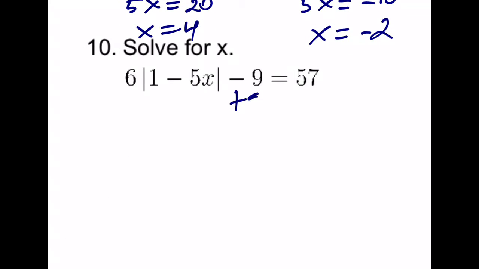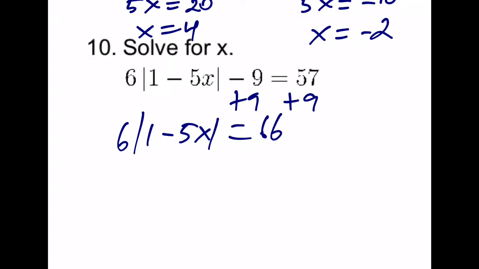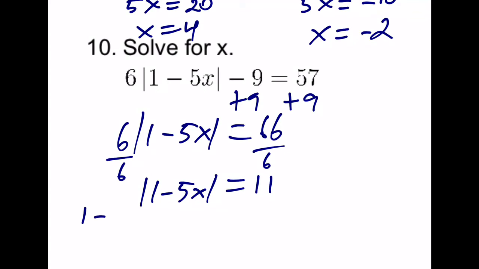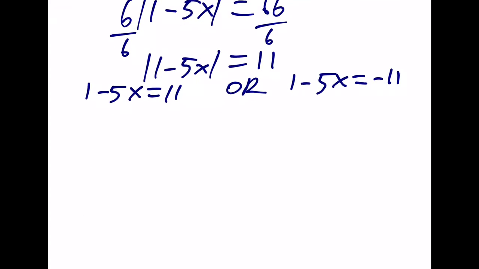Number 10, we add 9 to both sides. 6 times the absolute value of 1 minus 5x is equal to 66. When we divide by 6, the absolute value of 1 minus 5x is equal to 11. So we split this. 1 minus 5x is equal to 11, or 1 minus 5x is equal to negative 11.